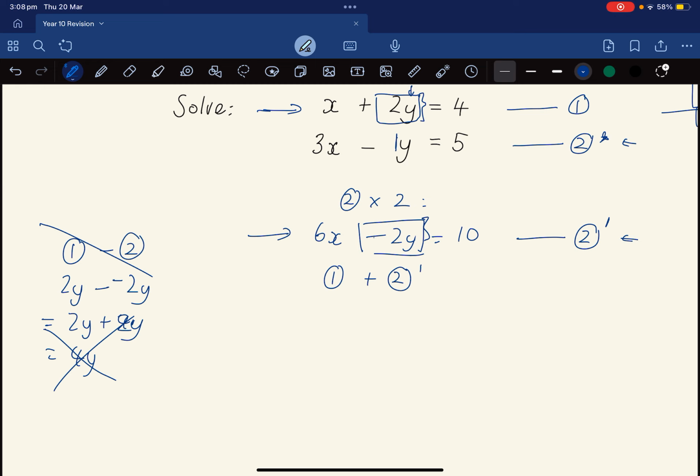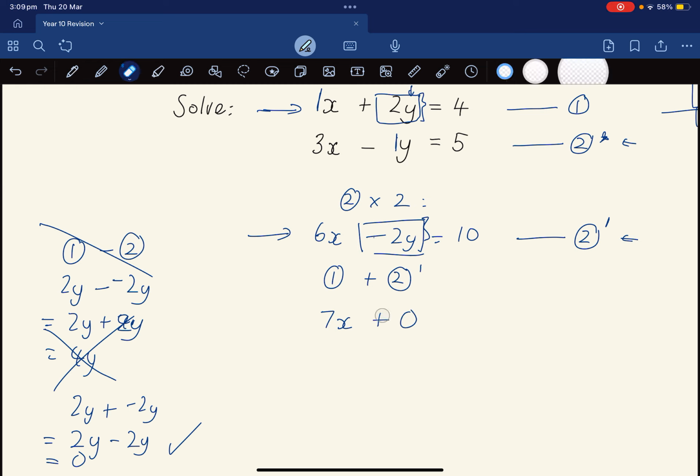Let's go. 1x plus 6x, 7x. 2y plus negative 2y is the same as 2y take 2y, which is 0. Success. So we just have 0 there. You could say plus 0, but we don't need to. And then you've got 4 plus 10, which is 14. And then you'll see that x equals 2. Just focus on these arrowed equations. And then we need to solve.